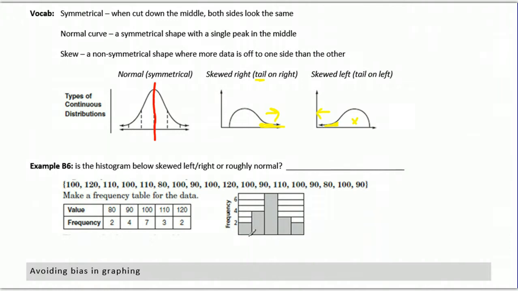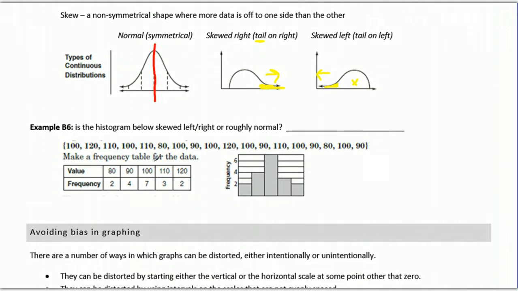Next thing is we have this histogram. We want to know if it's skewed left or right or if it's roughly normal. Someone had made a frequency chart for this, and we see that it forms this pattern. Someone then turned that into a histogram with 5 bars. If I look at it and I split it down the middle, it is not perfectly symmetrical. This height and this height are not exactly the same.